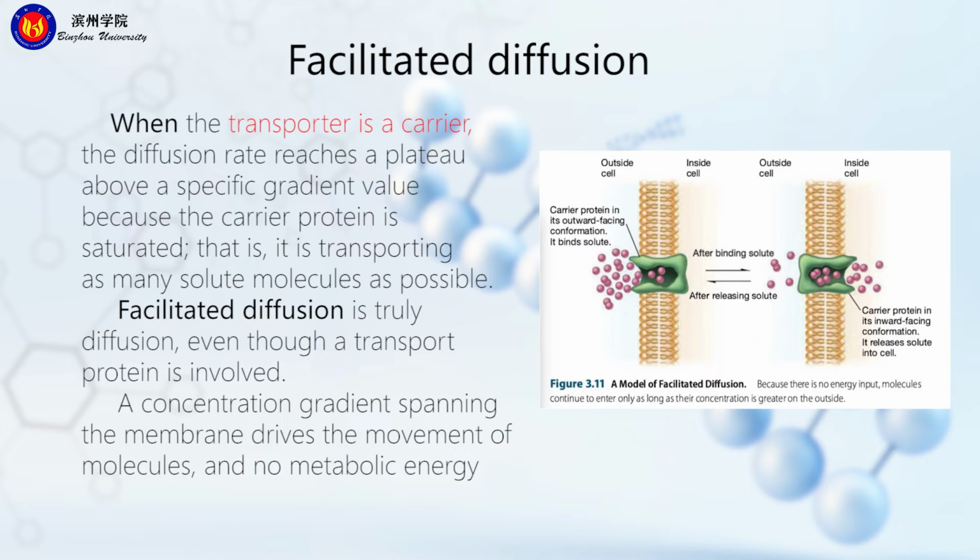Carrier protein in its outward-facing conformation. Then it binds solute. After binding solutes, the carrier protein is in its inward-facing conformation. Here, it releases solute into the cell. After releasing the solute, the carrier changes its conformation.